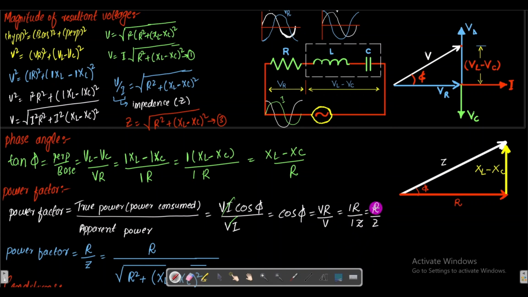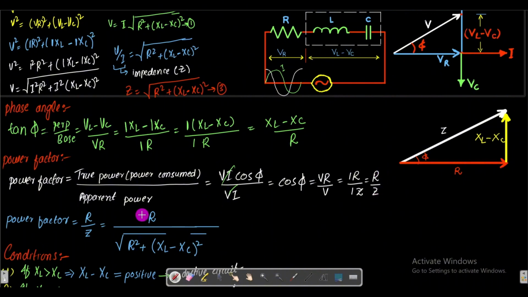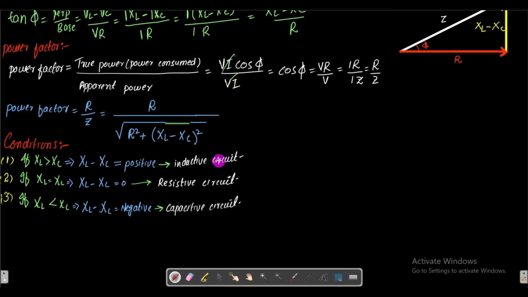This I and I will be cancelled, which is equal to R divided by Z, and we know the value of the Z from equation 3. If we put R in the numerator, in the denominator we will put the value of Z, which is actually equation 3. So equation 3 is equal to the square root of R square plus (XL minus XC) whole square. This is actually the resultant power factor.